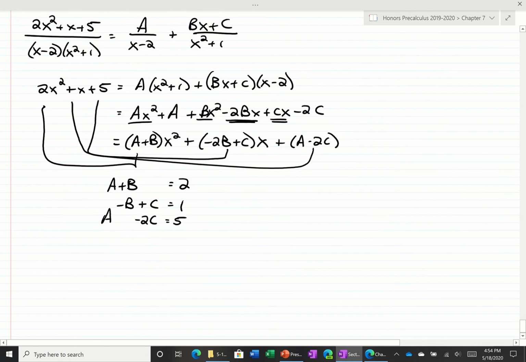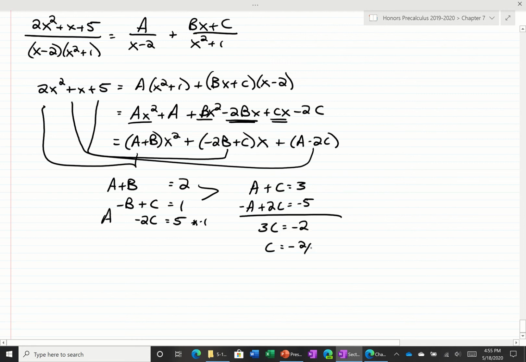Alright, so let's solve the system. If we could just add these two equations together, we'll get a plus c equals 3, which we could eliminate with the bottom if we distribute negative 1 to the bottom. We get negative a plus 2c is equal to negative 5. So 3c is equal to negative 2. C would be negative 2/3.